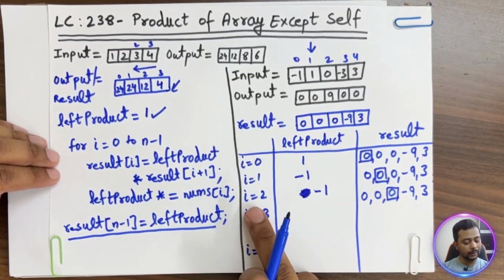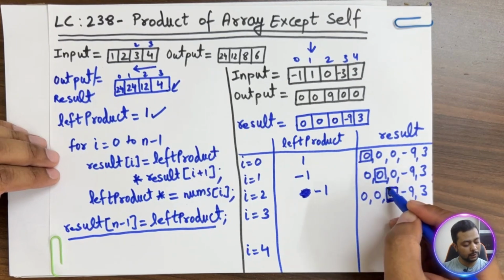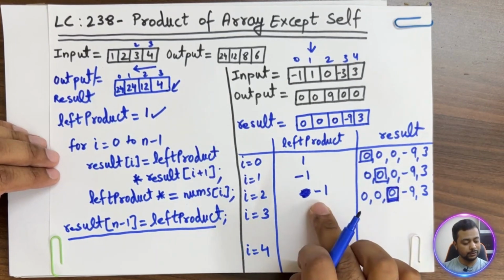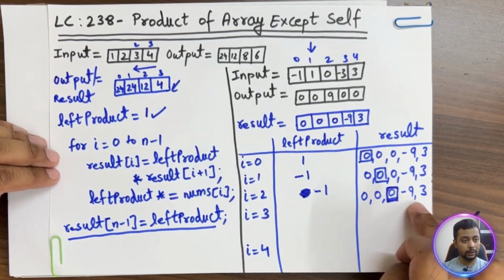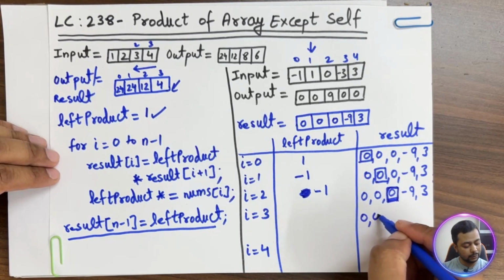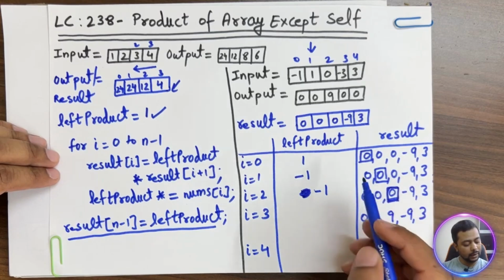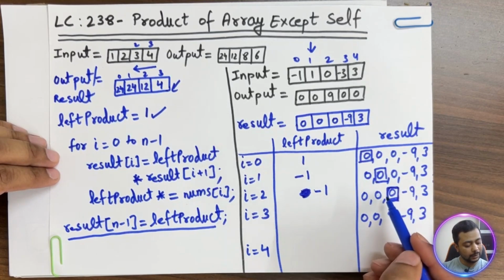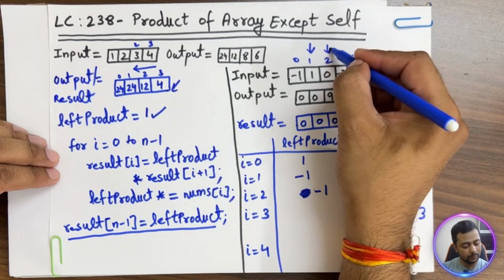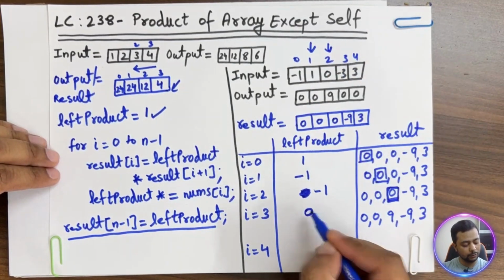Now at I is equal to 2, now we are trying to update this particular block. For this, we will multiply left product, which is minus 1, with the next value, which is minus 9. So this will become in the next iteration 0, 0, minus 1 into minus 9, that will be 9. Now this is minus 9, this is 3, and now minus 1 will be multiplied by this value. We are over here. So minus 1 into 0, this becomes 0 for the next iteration.